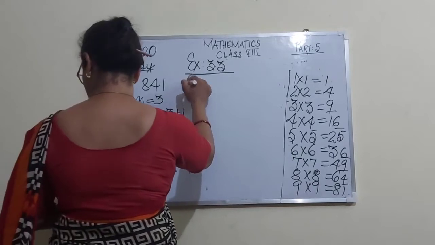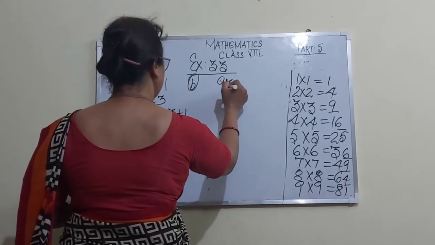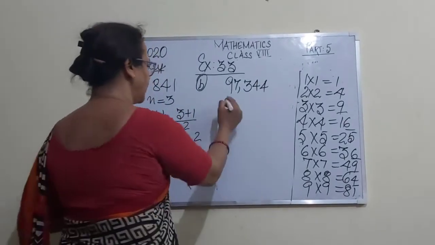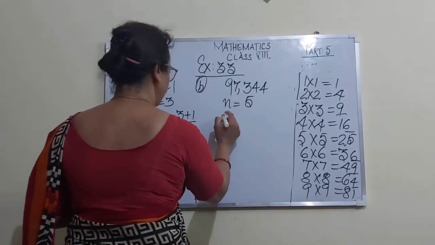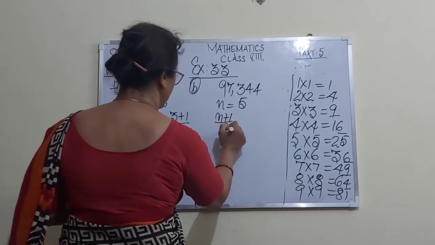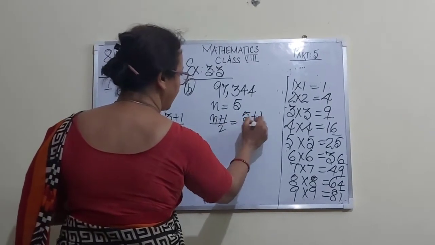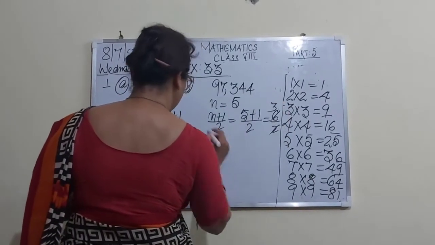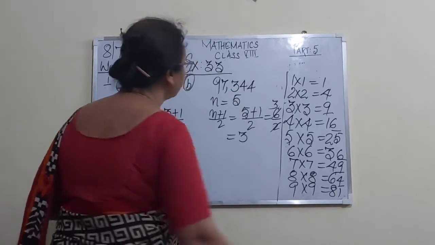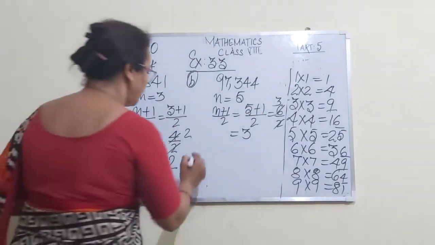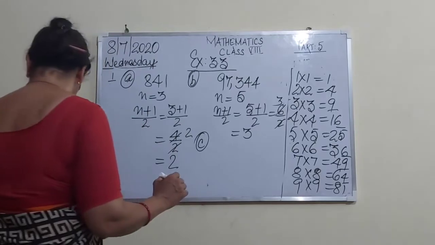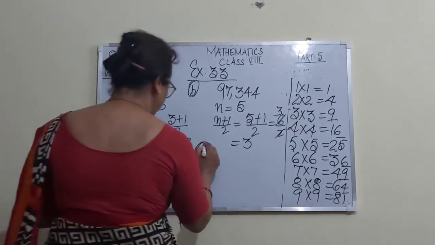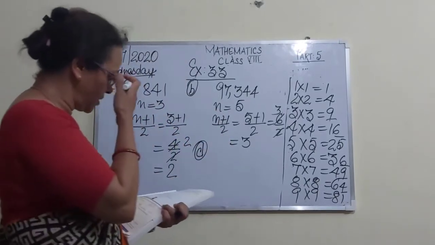Next is part B, 97,344. Again the number of digits is odd, that is 5. So we follow the same formula, (n plus 1) by 2, which is 5 plus 1 by 2. This is 6 by 2, means 3. How many digits will be there? 3 digits in the square root of 97,344. Part C is again with an odd number of digits. I am not doing it; I am going to part D. Part C you will do on your own.